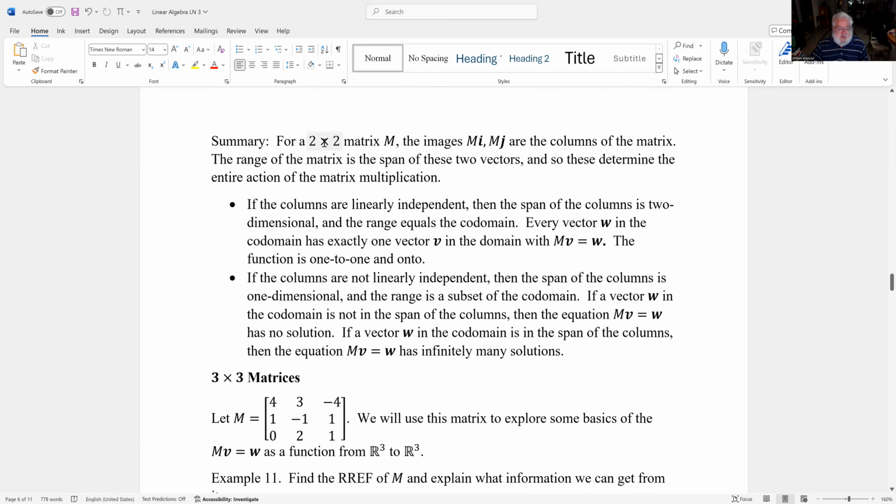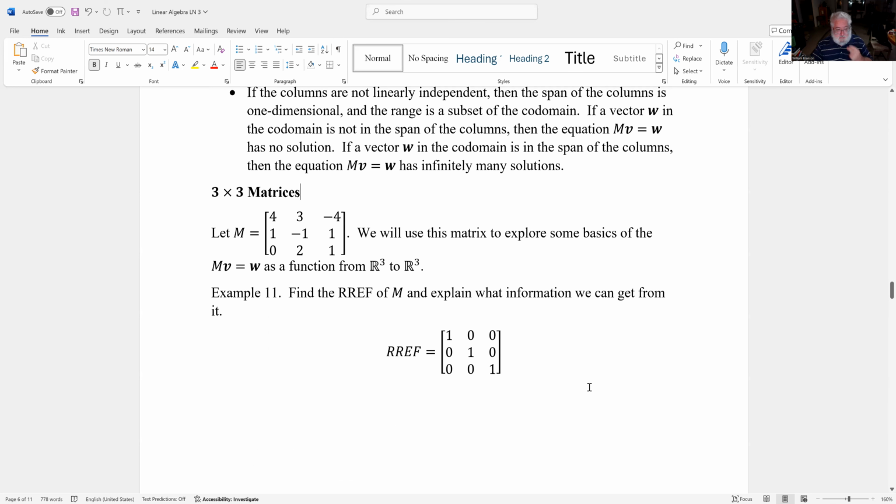So, in summary, if you have a 2 by 2 matrix M, Mi and Mj are the columns of the matrix. You can read through all this. It's there. If they're linearly independent columns, then the range equals the codomain, and you have exactly one vector in the domain. In fact, the function is one-to-one and onto. If the columns are not linearly independent, then you have a problem because then you can have infinitely many solutions, or if a vector is not in the span of the columns, then you have no solutions.